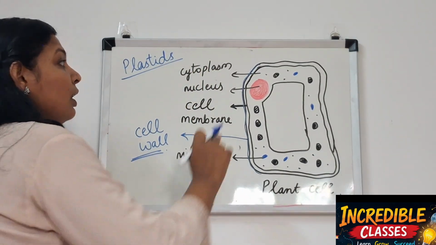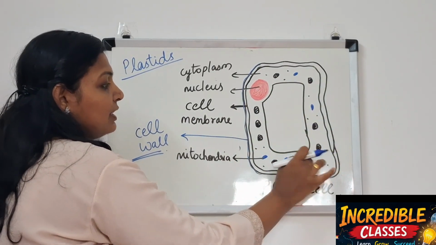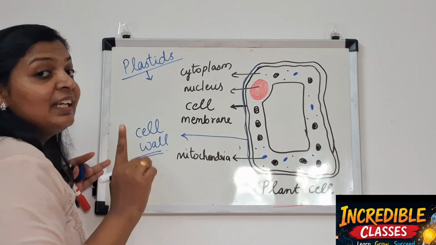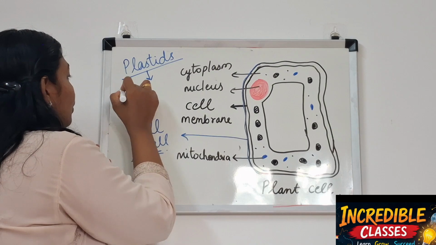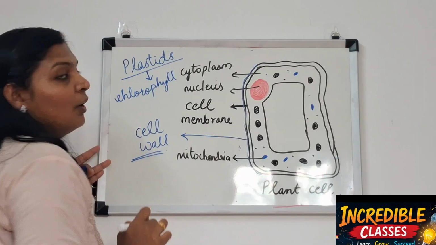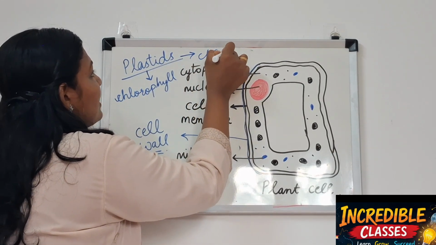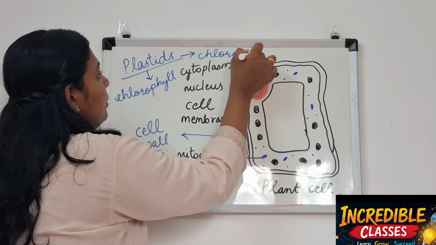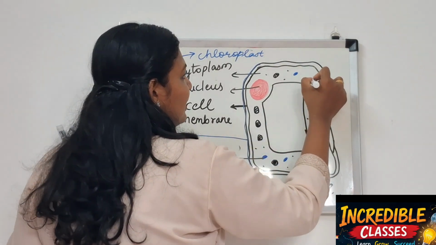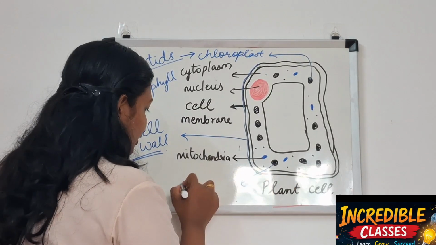Clear? Now they all will have plastids in them, the rod shaped structure, the black structure that I am showing you. These are plastids. Now if the plastids have the green color pigment called chlorophyll in them, then these plastids are called chloroplast. So basically this rod shaped structure is nothing but the chloroplast.